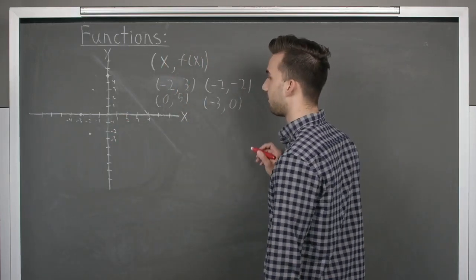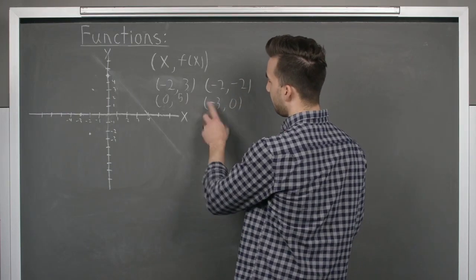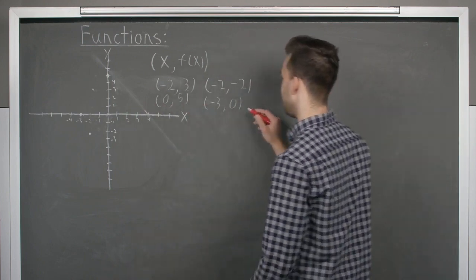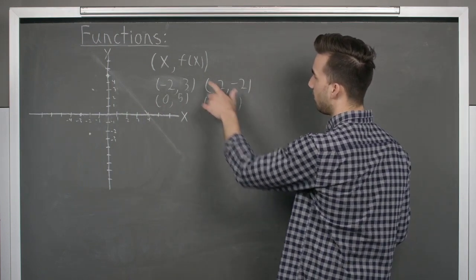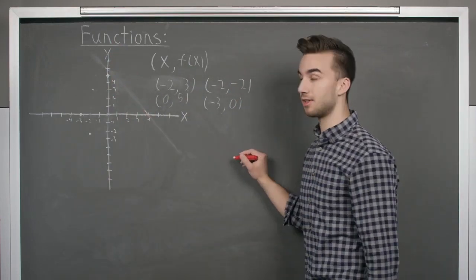And so when you're graphing a point, you just count over and remember that this side of the comma is your x component, and then the other side is your y, or your f of x component. And that is how you graph points.